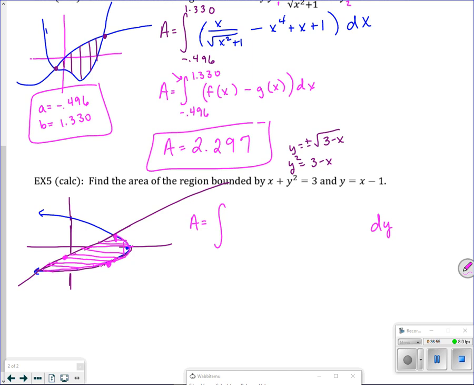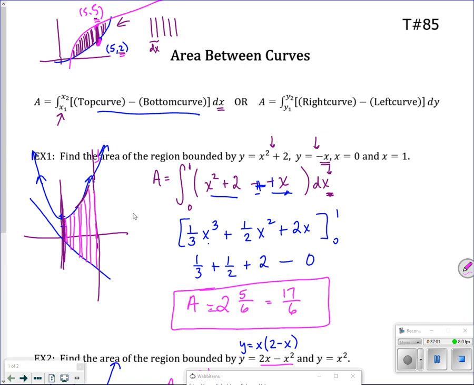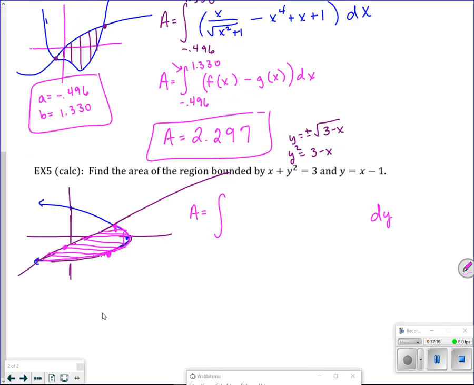Now notice what we have on the first sheet when we put dy. Instead of doing top minus bottom, I'm going to do right minus left. But what's very important is that these are y values. They're the y values of your bounded region. So let's look here. I need to figure out the low y value and the high y value to get my bounds. Now again, I know I'm doing this kind of without a calculator because I don't know what part it's going to be on.